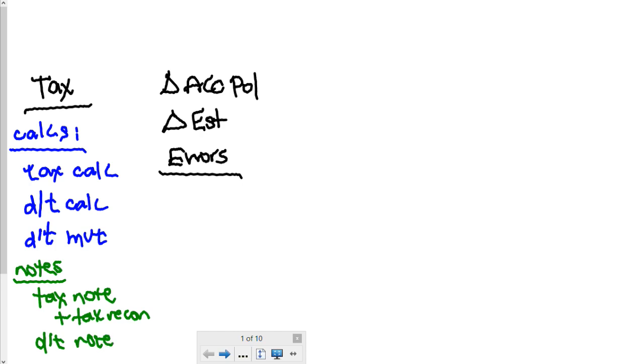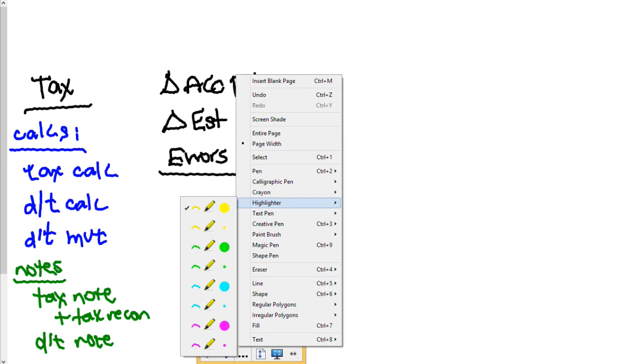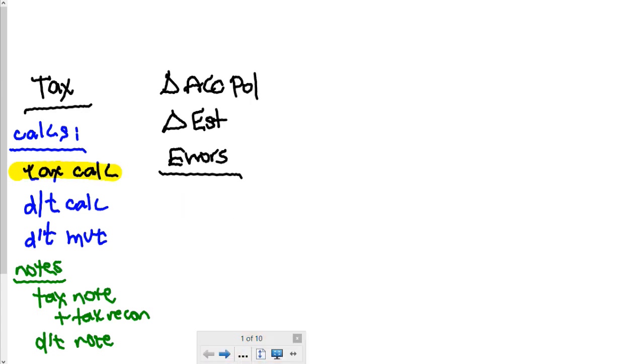It's very important whenever you see tax in a question, when you read the required, that you set up these calcs, the big ones, of course, being the tax calc, the deferred tax calc, and then this tax note with the tax recon. That's going to be your main things. So you set that up, and then when you start your question, you immediately start looking at that.